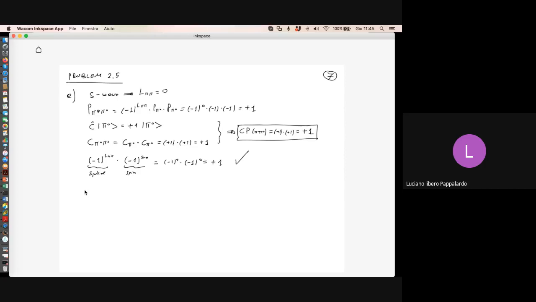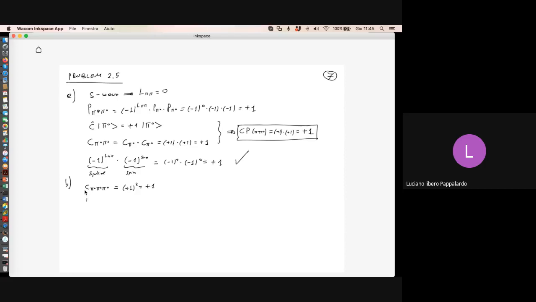Now, let's work out the case B. Let's first calculate the charge conjugation of the 3 pions system, pi 0, pi 0, pi 0. Again, the pi 0 is an eigenstate of C with eigenvalue plus 1. So this is just plus 1 to the third, that is plus 1.